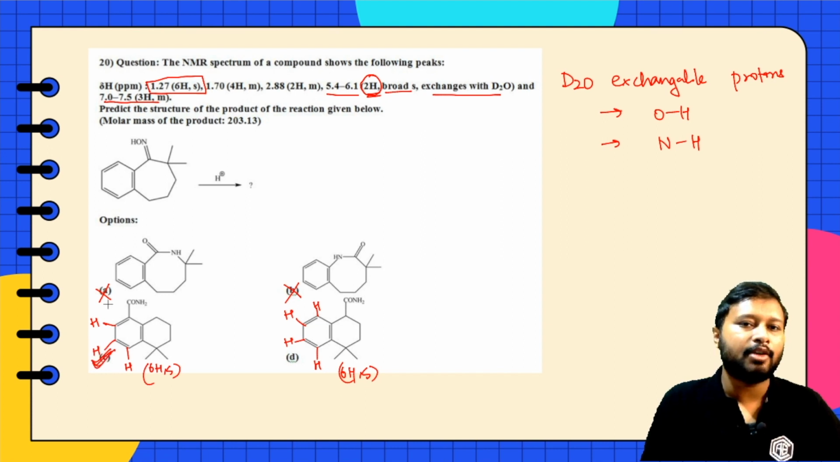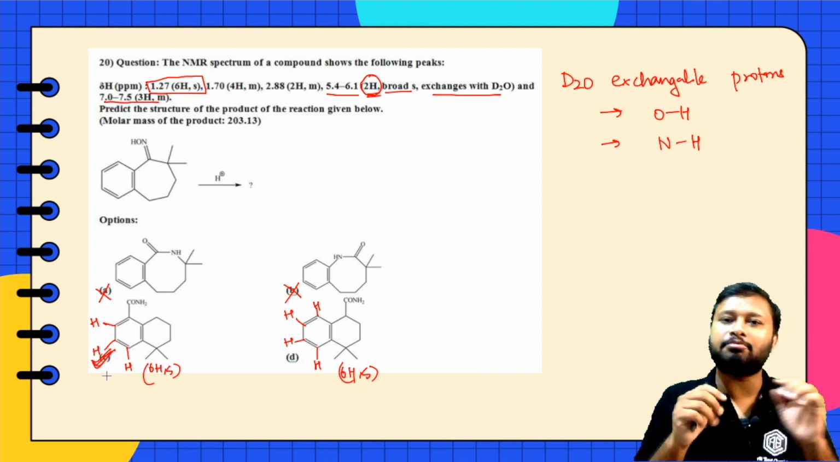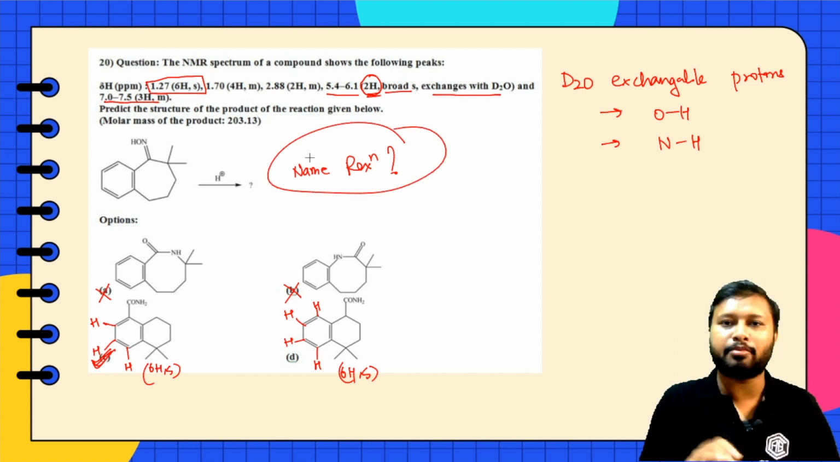Why? Because you only have 3 hydrogens in the aromatic region. Basically you can go with option C, you don't have to know the mechanism and all. But I will still wait for your comment in the comment section about which name reaction it is. You have to find out which name reaction it is, and let me know in the comments.